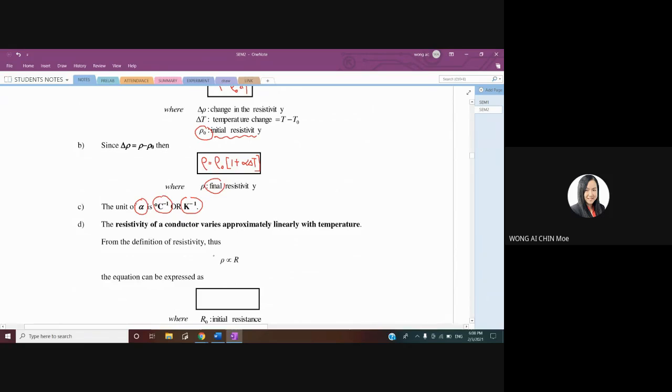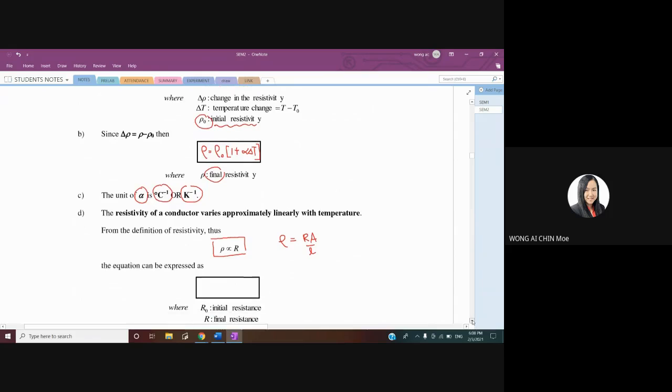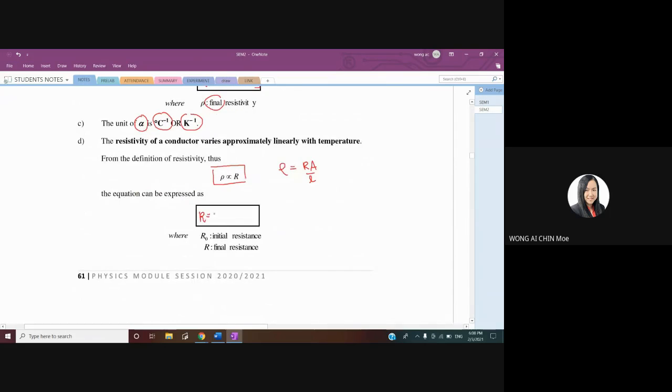We can also say that because resistivity is directly proportional to the resistor, since resistivity equals RA over L, we can also write the resistor with the temperature as R equals R naught, similar to just now, times 1 plus alpha delta T. So it actually depends on the temperature as well. Okay, we go to the example, then only you will understand more.